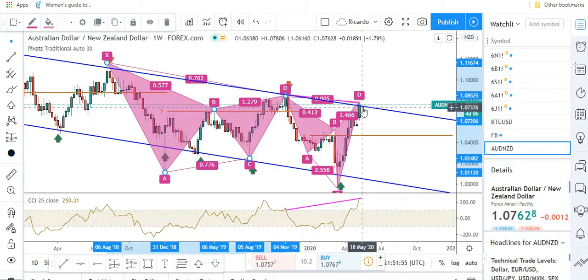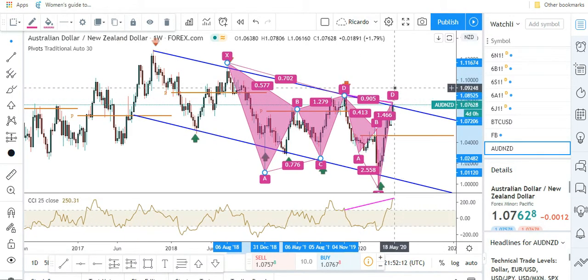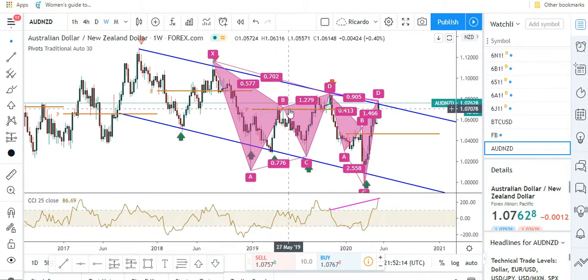So the harmonic pattern in and of itself is powerful. We have a bearish harmonic pattern indicating that the market is going to go down. So that's another reason why we're expecting this market to go down. So we have confluence here. We have more than one reason to expect the market to go down.